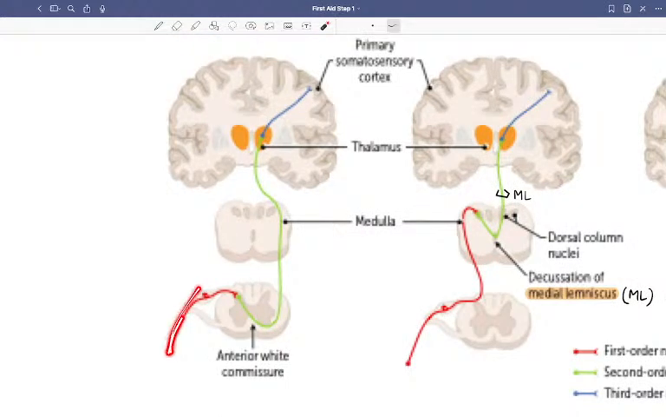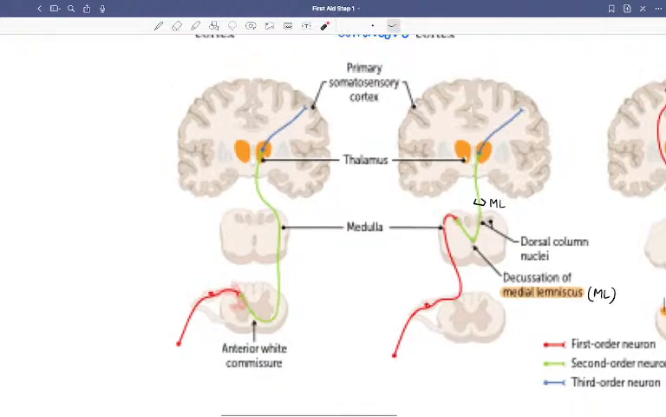Coming through the dorsal root ganglion, it comes to the dorsal horn of the spinal cord. Up to there is the first order neuron. Then from the dorsal horn of the spinal cord, the second order neuron comes, and it crosses over the anterior white commissure.